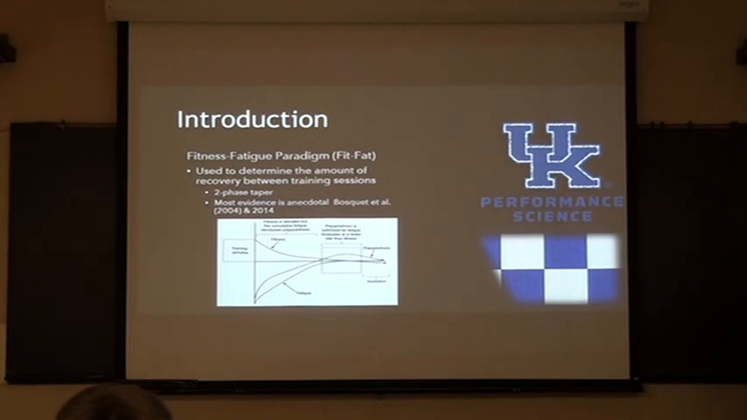Now this is largely anecdotal. There's really no hard evidence that says this works. Most of the evidence comes from track athletes. We had a situation in 2014 where we saw a better CNS response by implementing this two-phase taper, meaning we did what we call a fast Friday.